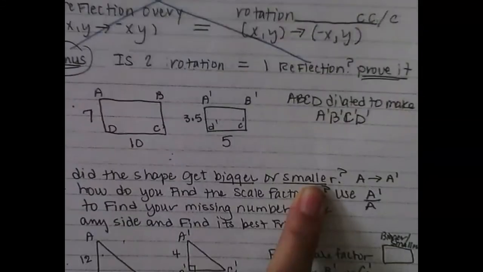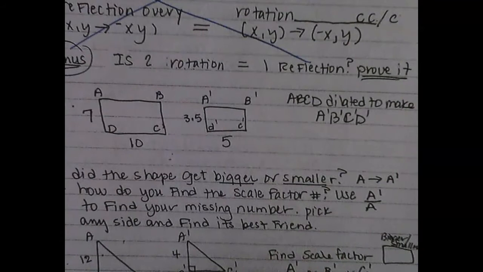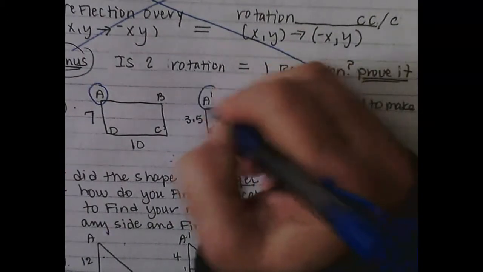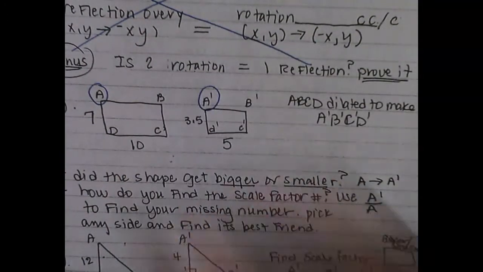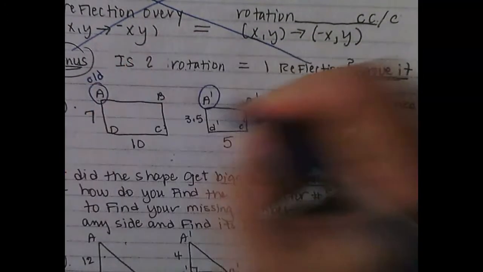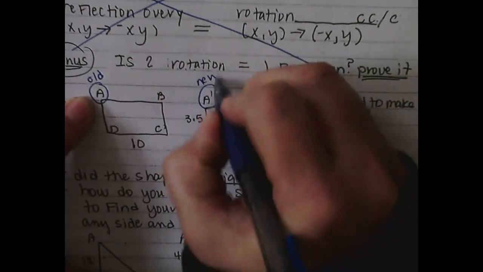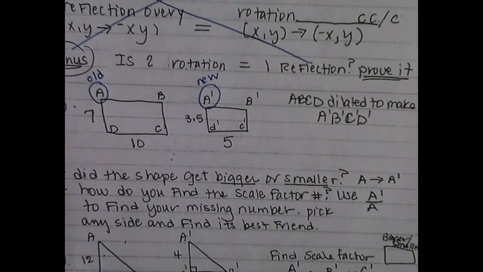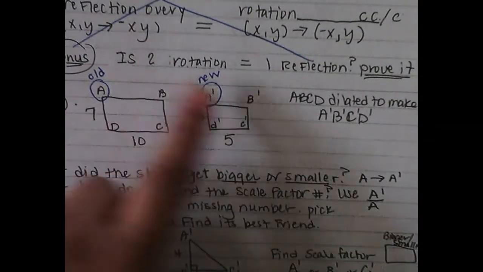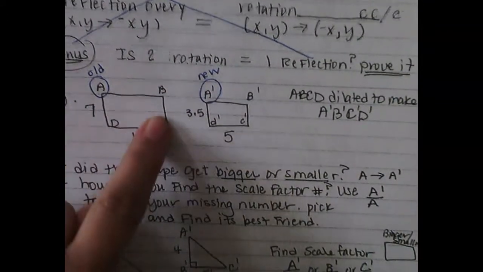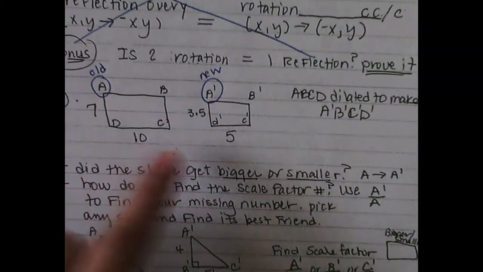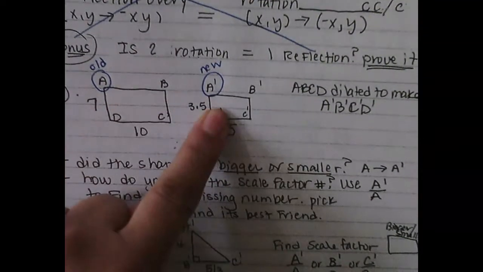So, first question is, who's the old picture? Where's the old? Where's the new? I'm going to say A. I'm going to look at A because I like A. Which one's old? Probably A. So I'm going to write old. And by the way, if that one's old, guess what? This one's new. Pretty much. And that makes B old, B prime is new. And that makes C old, and C prime is new. And yeah, D is old, and D prime is new.